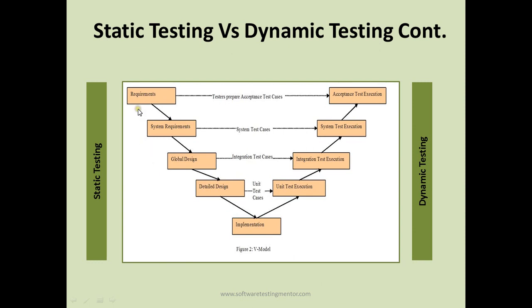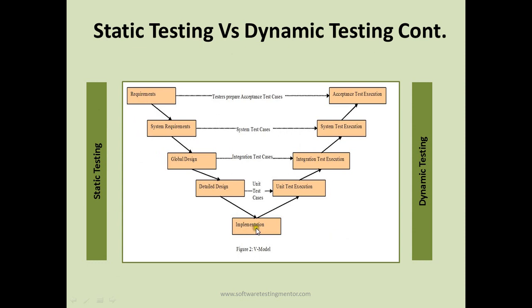If you see the V model, it starts from the requirements, then system requirements, then global design, detailed design, and then implementation. And then on the right hand side you have unit test, integration test, system, and acceptance test. Any testing on the left side, from the requirements or system requirements or in the design phase, is all static testing. This is all the testing done for the software requirement specification, for the design documents like high level design and low level design documents, or the actual code that is being implemented. If you are reviewing the code without executing it, all of that is static testing.